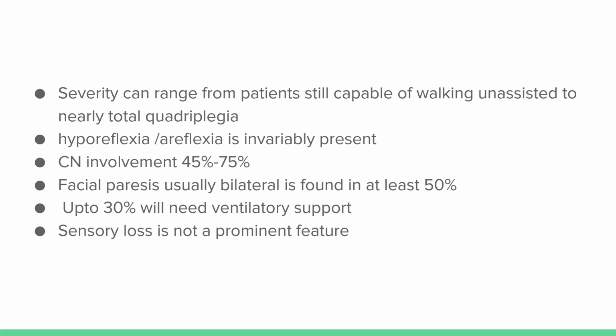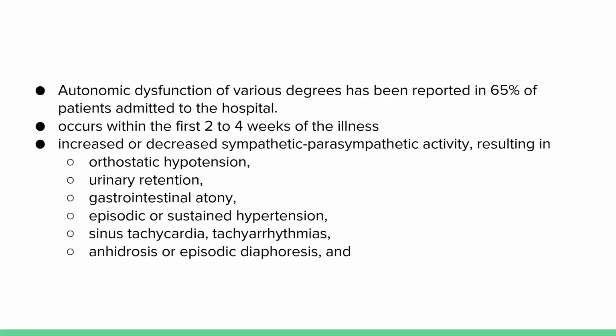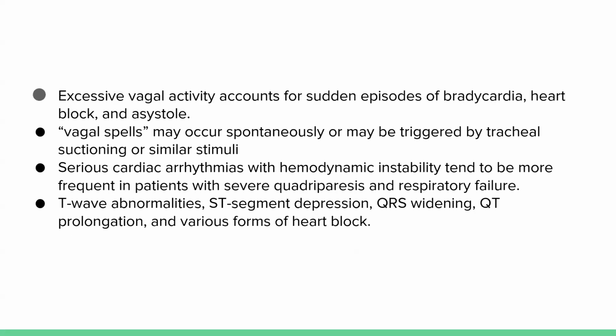Cranial nerve involvement, that means facial weakness, is present in 75%. Facial and oropharyngeal. Facial paralysis, 50%. 30% would need ventilatory support. Autonomic dysfunction in up to 65% of patients. It occurs between the 2nd and the 4th week of illness. There are lots of autonomic dysfunctions: hypotension, urinary, GI, hypertension, and different types of arrhythmias, which can actually kill patients.